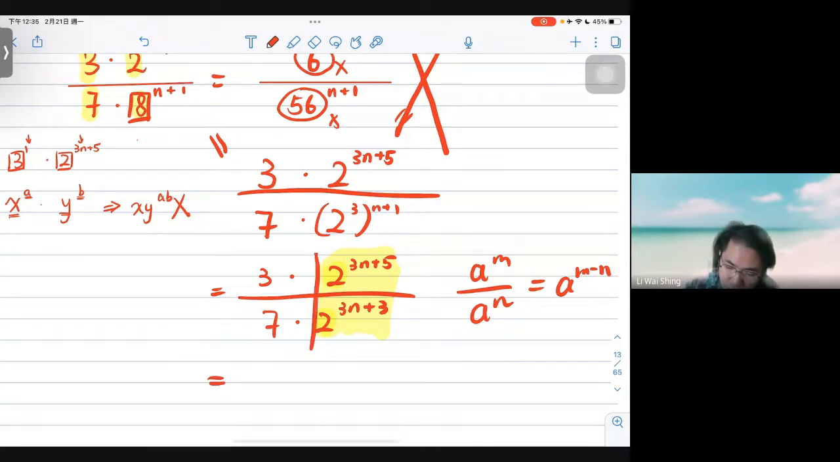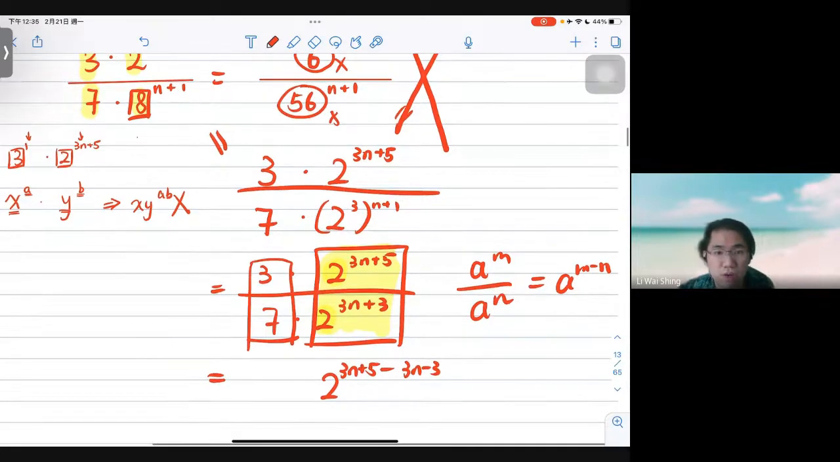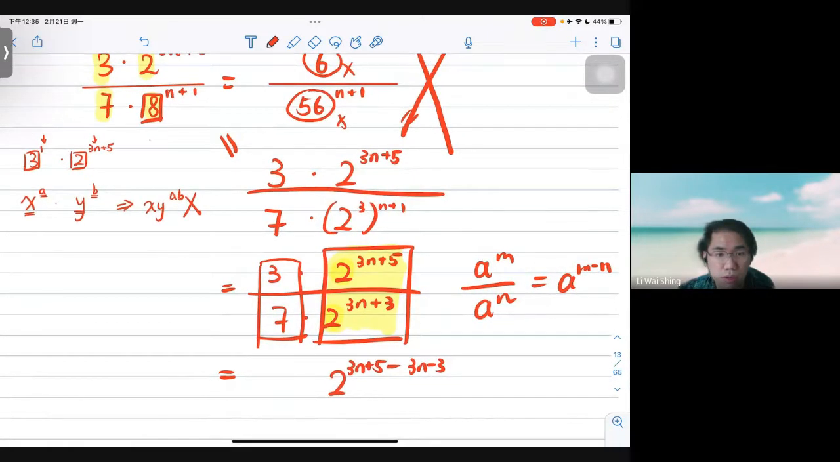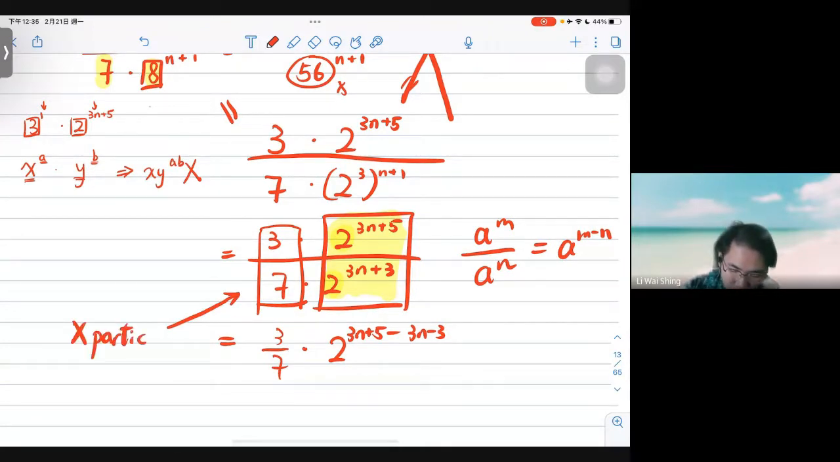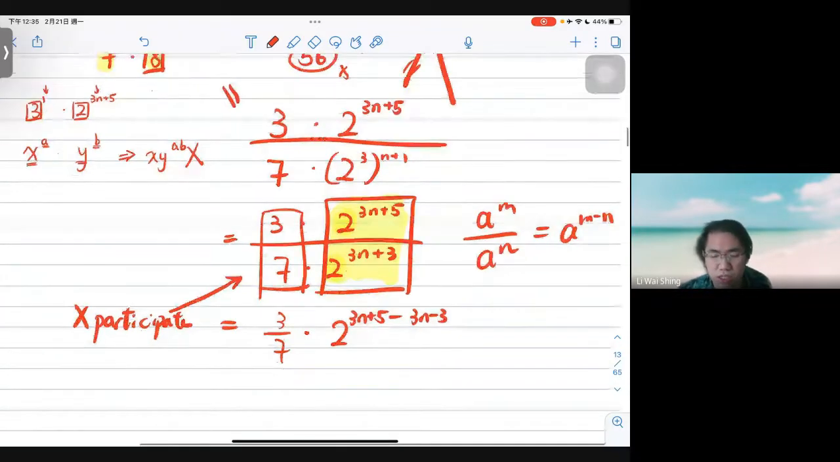For this part, you can simplify them. Use the numerator minus the denominator. What about the 3 and 7? Can they simplify further? Yes or no? No, because they are not the same base. So you just multiply by 3 over 7. They will not participate in our simplification. They are just decoration.